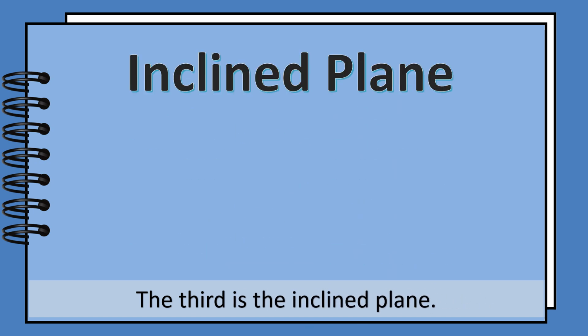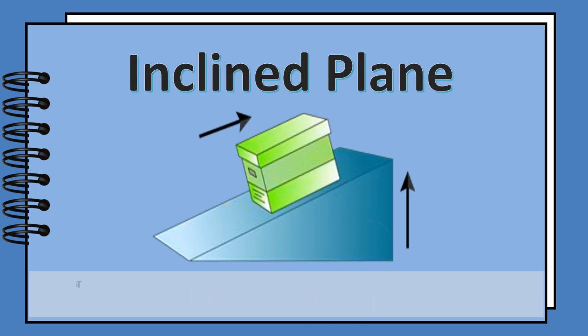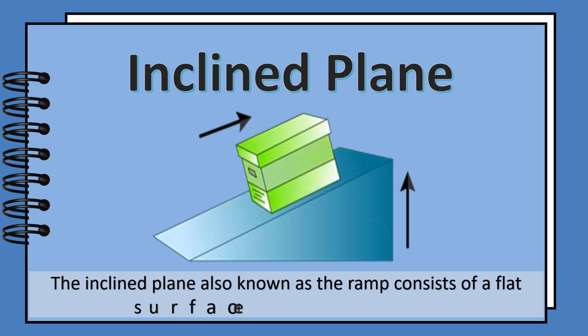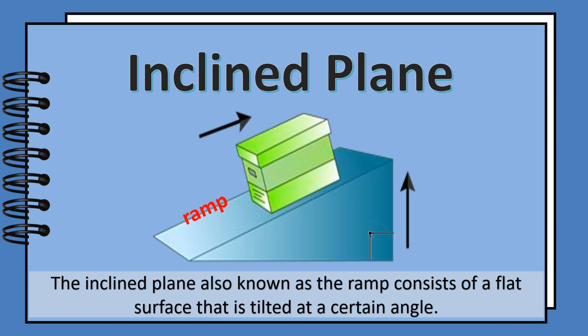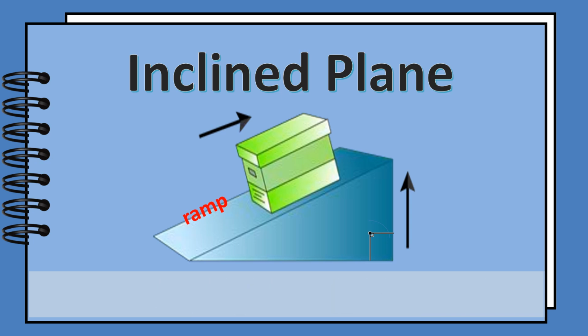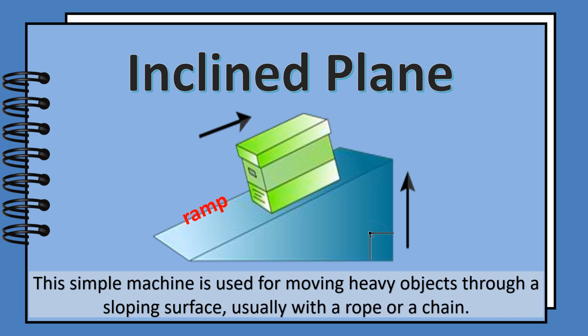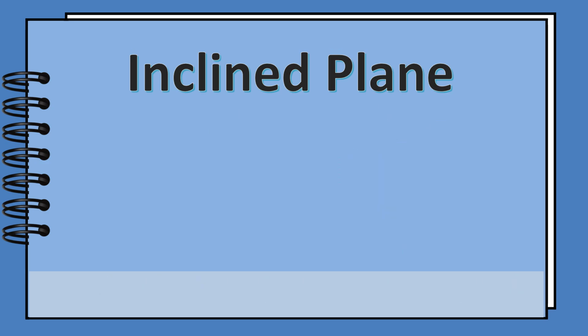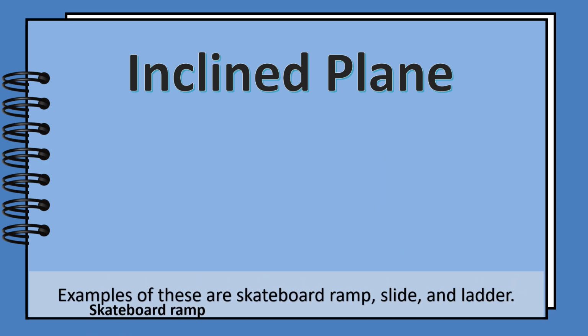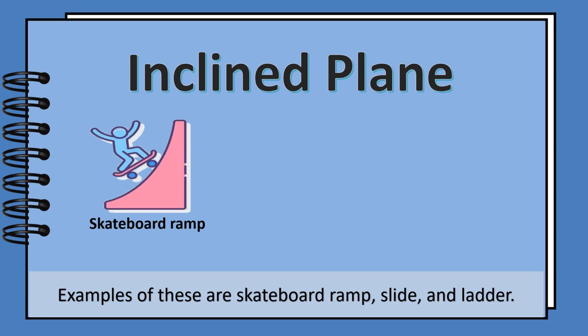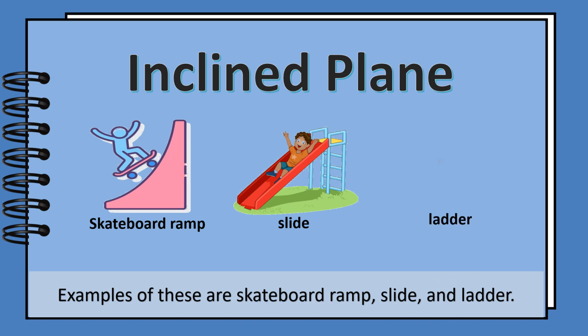The third is the inclined plane. The inclined plane, also known as the ramp, consists of a flat surface that is tilted at a certain angle. This simple machine is used for moving heavy objects through a sloping surface, usually with a rope or a chain. Examples of these are the skateboard ramp, slide, and the ladder.